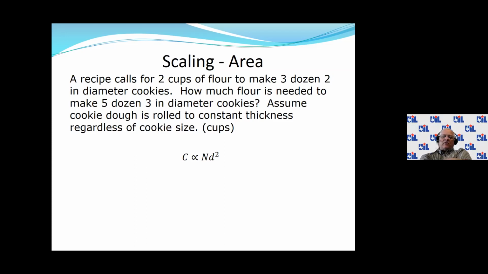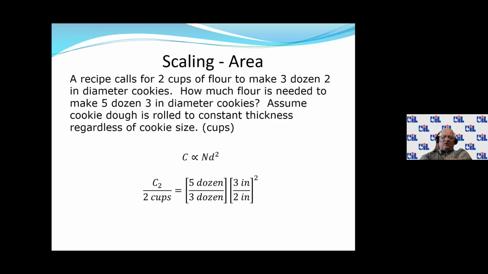Basically what this is saying is the number of cups of flour is going to be equal to the number of cookies I want to make times the volume of one cookie. So effectively, the number of cups of flour is proportional to the total volume of cookie that I want to make. So that's what we have.